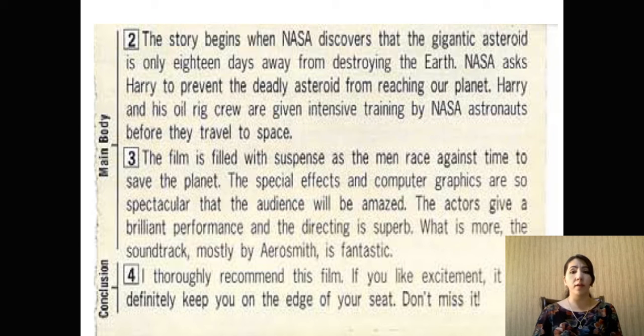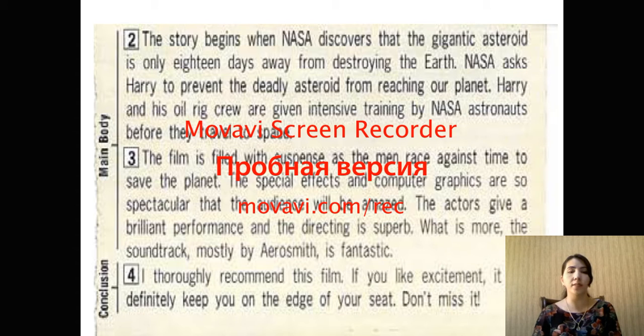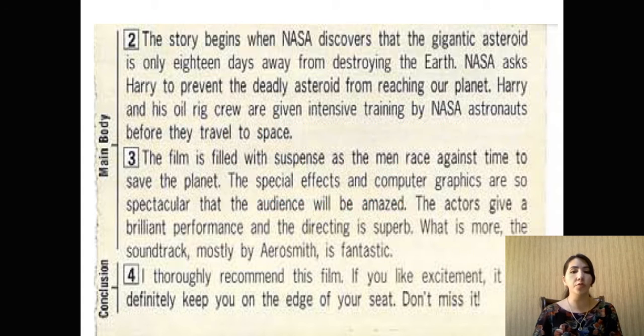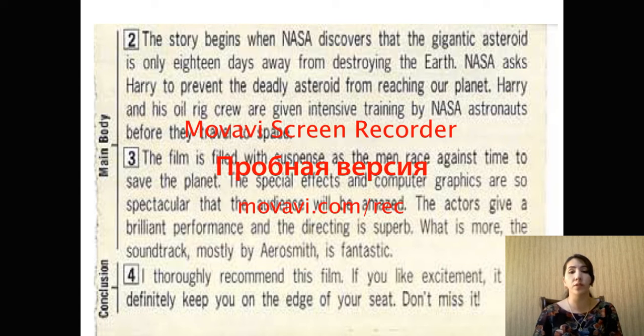Look at the main body. There are two paragraphs in the main body. The first paragraph. The story begins when NASA discovers that the gigantic asteroid is only 18 days away from destroying the Earth. NASA asks Harry to prevent the deadly asteroid from reaching our planet. Harry and his oil rig crew are given intensive training by NASA astronauts before they travel to space. The film is filled with suspense as the men race against time to save the planet.